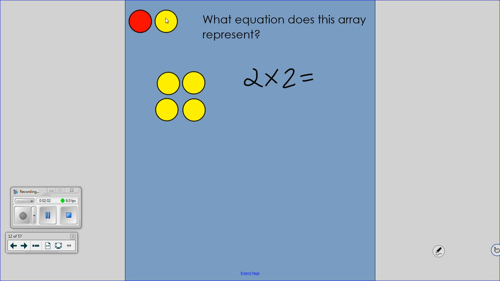No. 4. 2 groups of 2 is 4. You need to write the equations in your notebook. You do not have to draw an array in your notebook, but you do need to write the equations. Santiago, on the page that we're working on though.